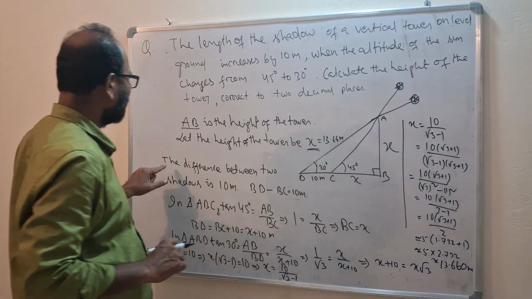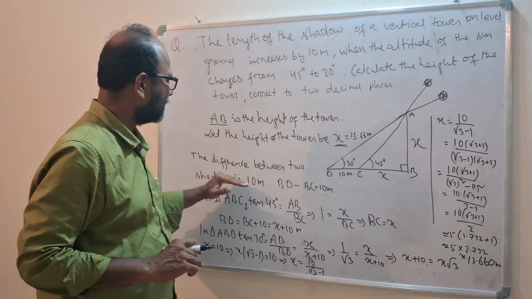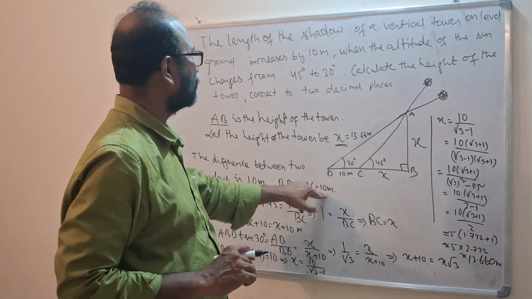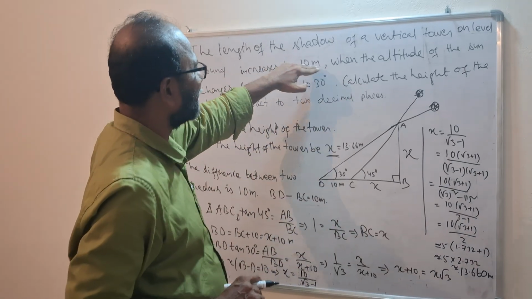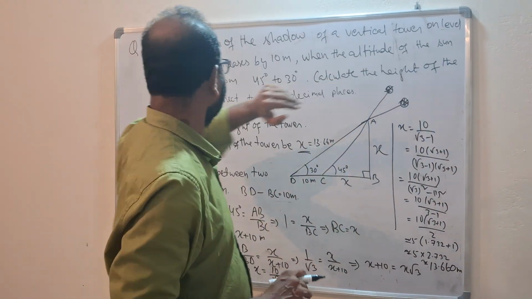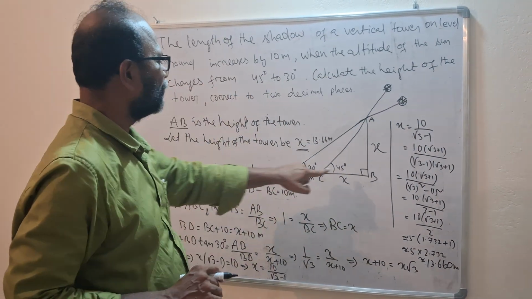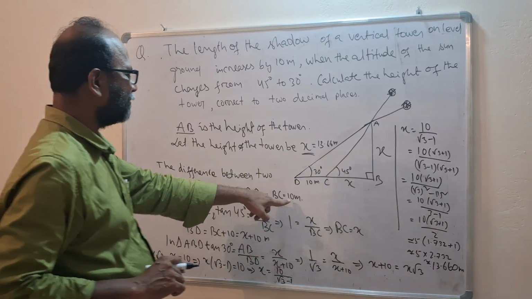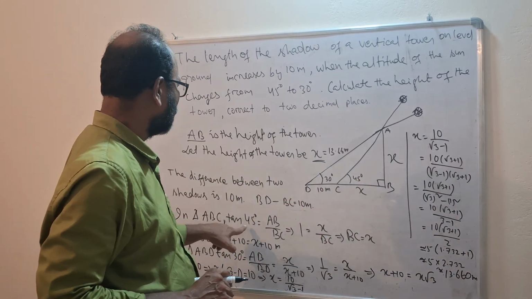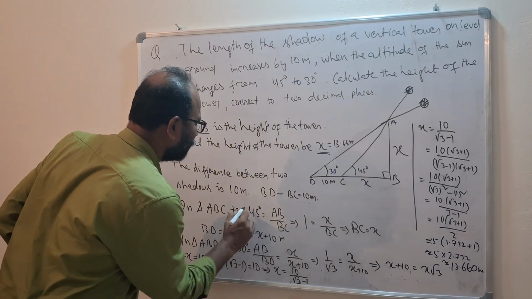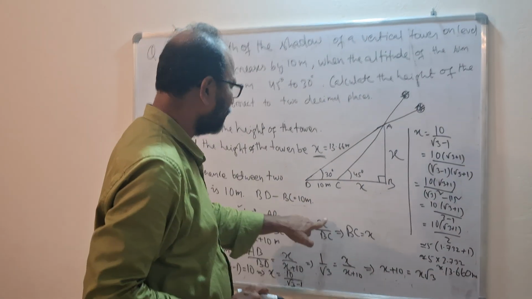The difference between the two shadows is 10 meter, BD minus BC is equal to 10 meter. Given that when the altitude of the sun changes from 45 degree to 30 degree, the shadow on the ground increases by 10 meter. Now in triangle ABC, tan 45 degrees is equal to AB by BC. Tan 45 degrees is equal to 1, so 1 is equal to x by BC, or BC is equal to x.